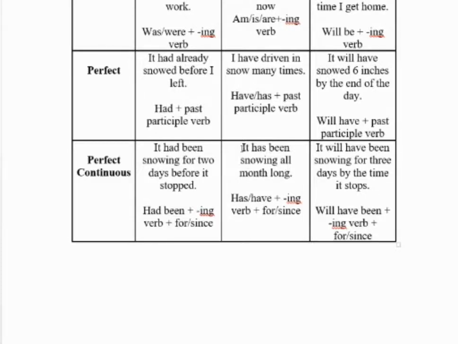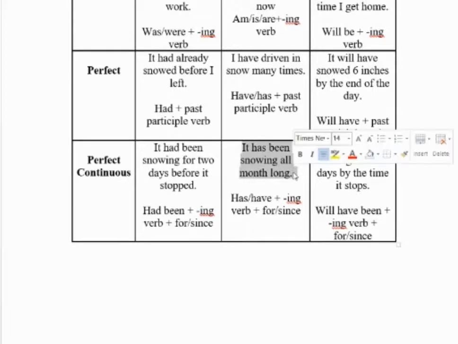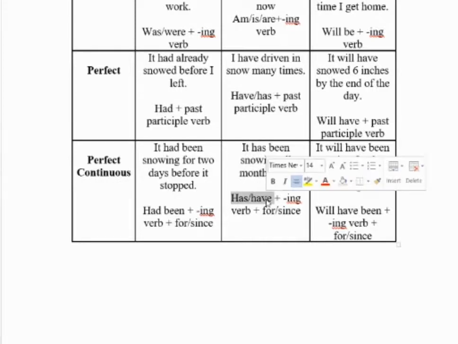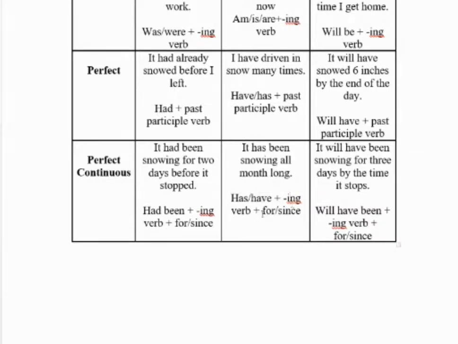When we talk about the present, it has been snowing all month long. The rule is has or have according to the subject, plus been, plus verb with ing, and also the adverbs either for or since.